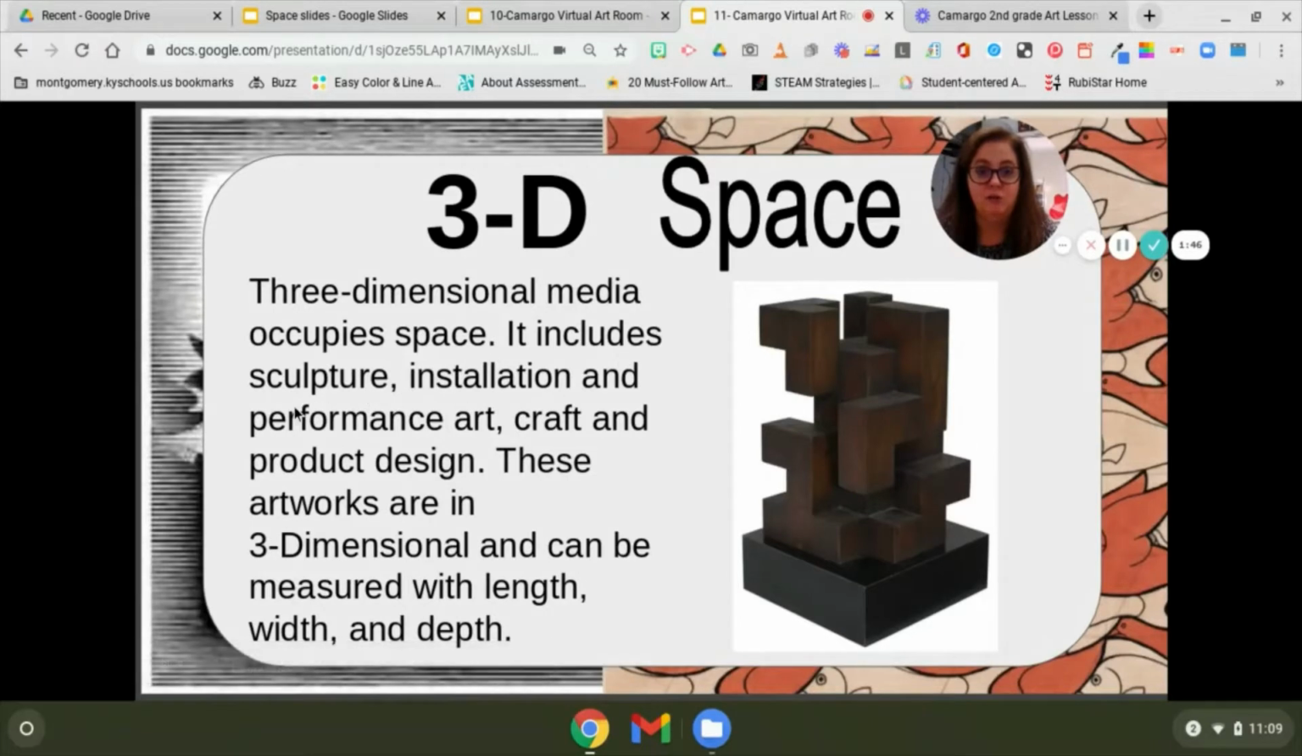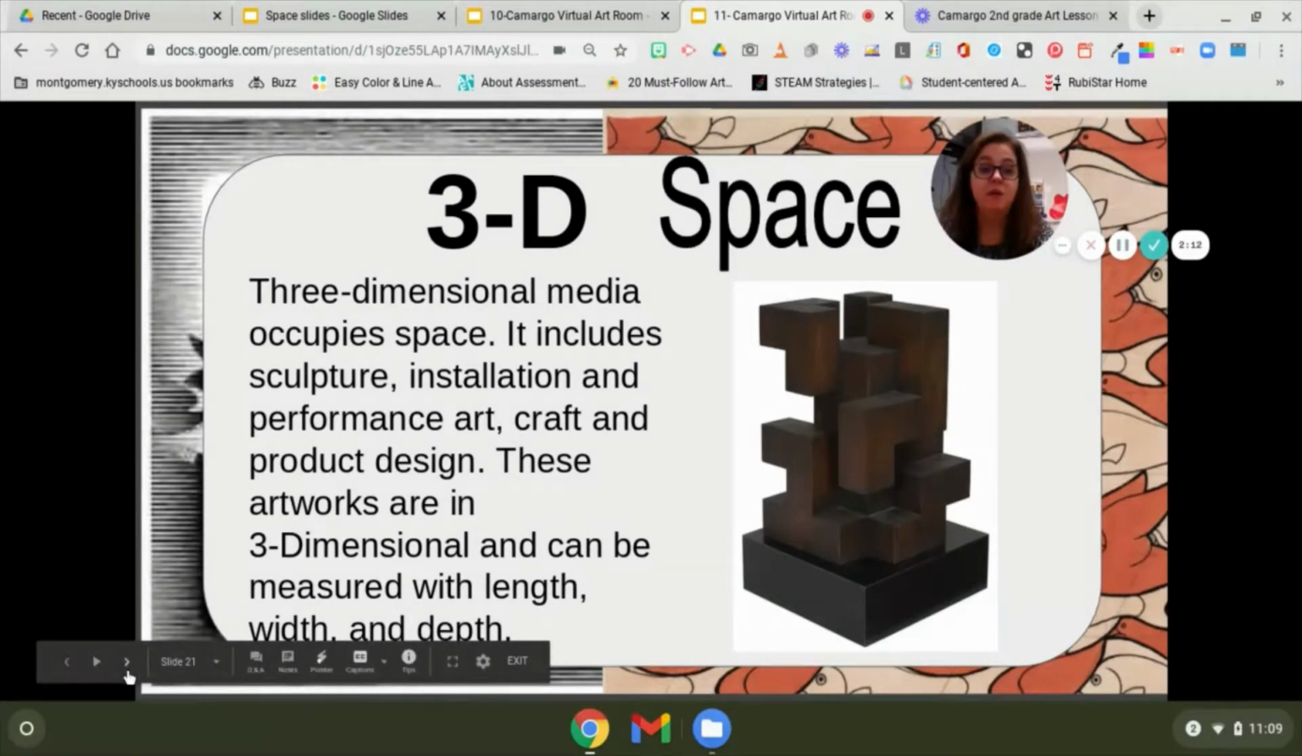It includes sculpture, installation, which means where people install something into an area. They put stuff into an area. That's called an installation. And performance art, which is where people perform something and they have artwork going along with it. And then craft and product design. So things that are considered crafts and not art, and things that are being created as products, things that we buy. These artworks are in 3 dimensions. They can be measured with length, width, and depth.